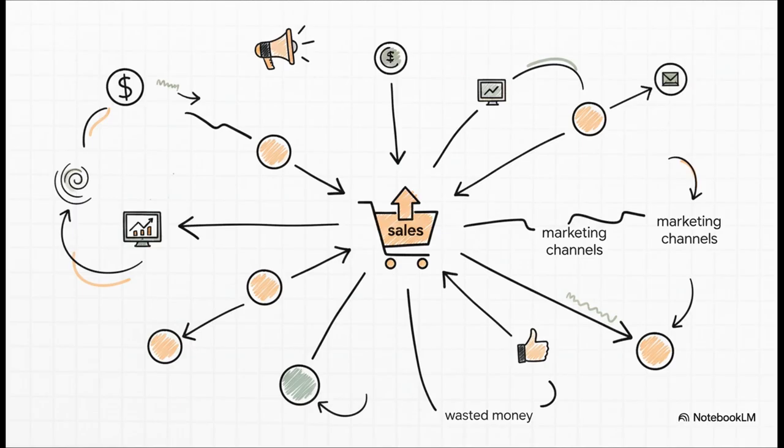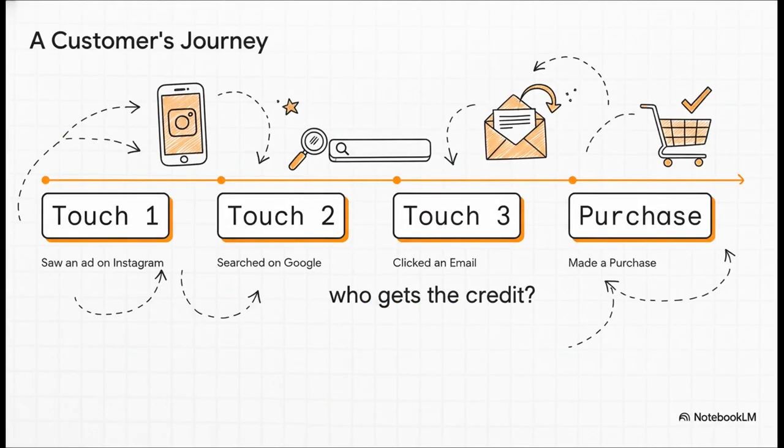That's where attribution models come in. Some models give credit to the first interaction, some to the last, and others distribute credit across multiple touchpoints. This helps businesses understand what's actually working, where to invest more, and where they might be wasting money.